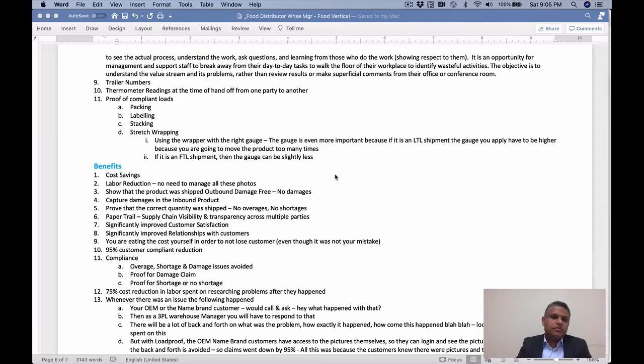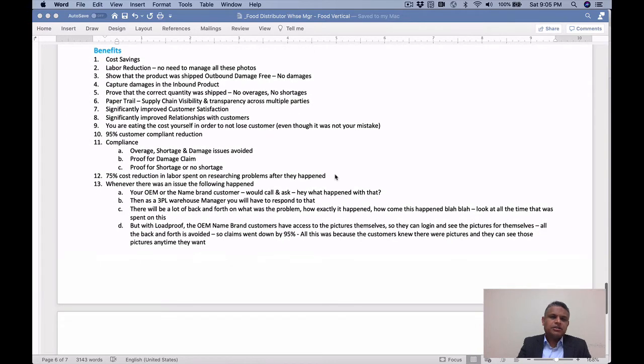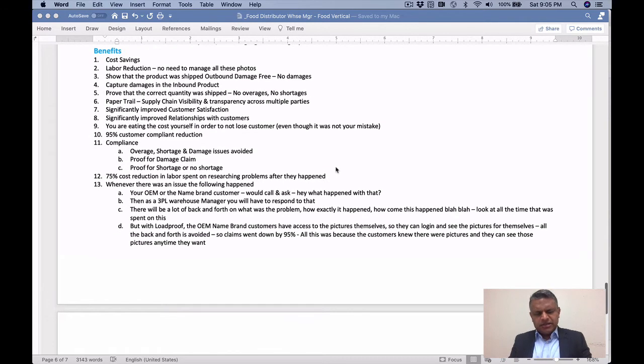So the benefits: obviously there's a lot of cost savings because of the process improvement and labor reduction. There's no need to manage, where 2-3 people are sitting there organizing these photos. They don't have to do that. You can show that the product was shipped outbound damage free. Capture damages in the inbound product, you can do that as well. Prove that the correct quantity was shipped: no overages, no shortages, a paper trail.